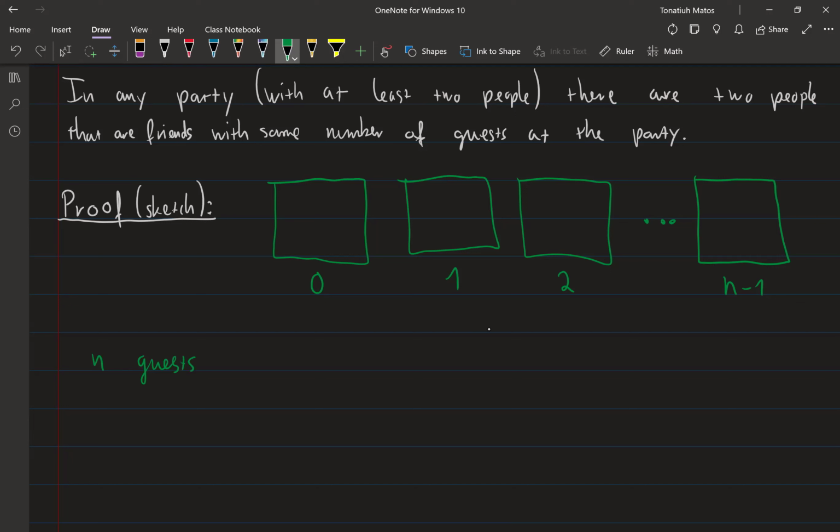And you tell everyone, please get into whatever room corresponds to the number of people that you know at the party.